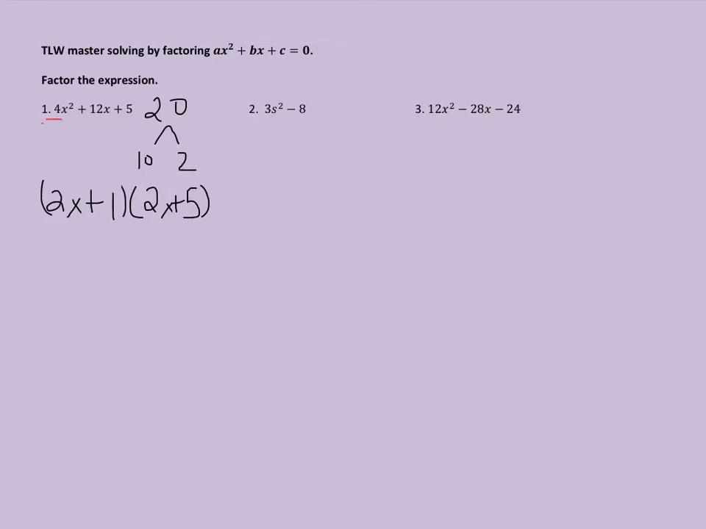So, go ahead, press pause. And again, if it can't be factored, let us know. That's always a possible answer. So even if it says factor, it's possible it can't be. So you get 3x squared minus 8. Well, a is 3, c is negative 8, so it would be negative 24. Is there anything that would multiply to negative 24 and add to 0? No. So this one cannot be factored.